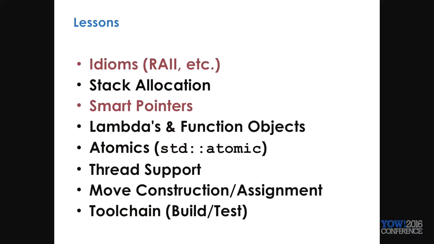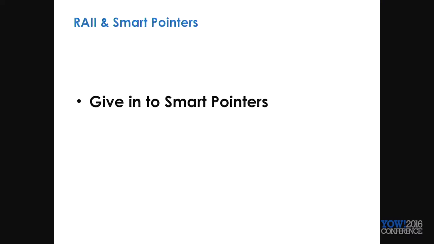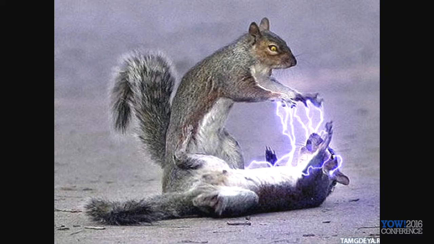So let's take some of these lessons. We're going to specifically look at RAII and smart pointers. My best advice for dealing with this is basically give in to smart pointers. Don't try to fight it. You have 3 different types. Fit everything into it. Try to avoid using any raw pointers. You'll find that the dark side ain't so bad.